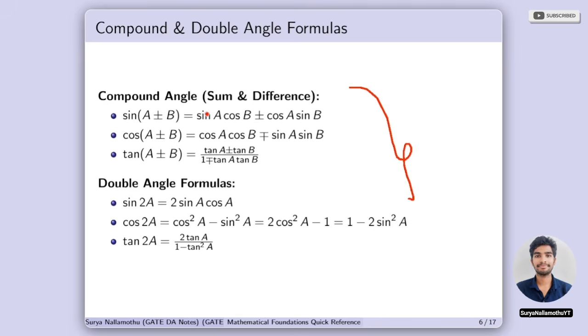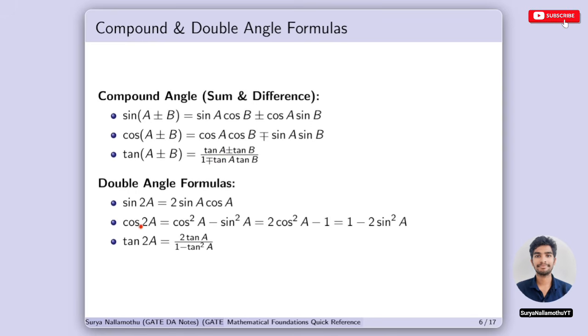These formulas are very important, and the compound angle formulas are: sin of a plus or minus b is equal to sin a cos b plus or minus cos a sin b. Cos of a plus or minus b is equal to cos a cos b minus or plus sin a sin b. Tan of a plus or minus b is equal to tan a plus or minus tan b by 1 minus or plus tan a into tan b. For a plus b, apply plus first: tan a plus tan b by 1 minus tan a into tan b. That's why you must apply the plus and minus signs correctly.